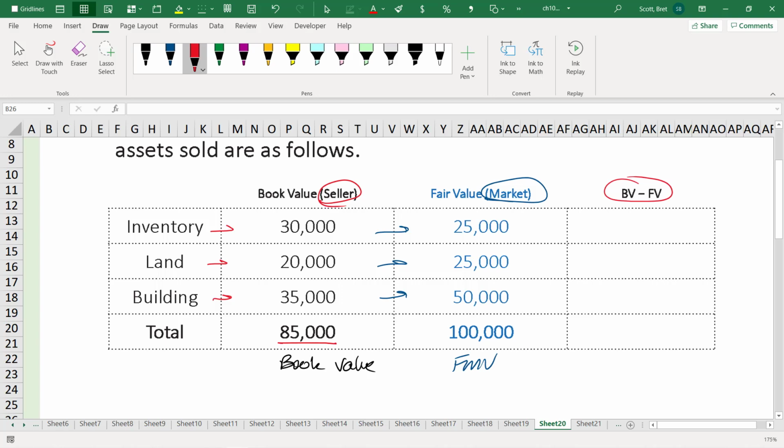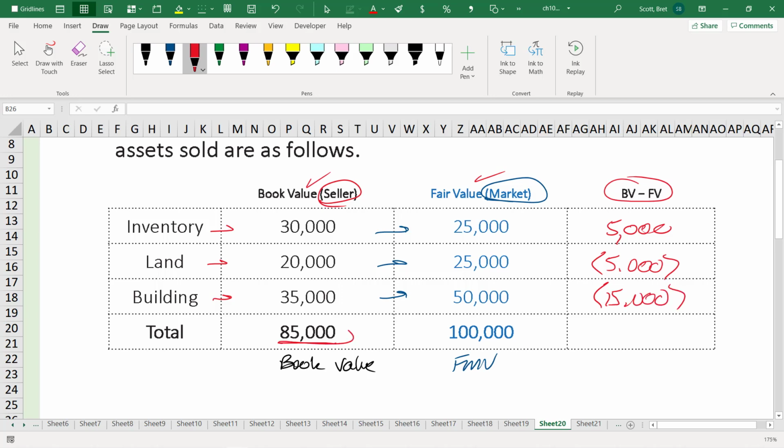So if we took the book value and subtracted off the fair market value, we could say that if we were offered just the book value of these items, there is a $5,000 gain to us if we're buying at book value. In the case of land, we could say that we're paying over by $5,000. Or in the case of the buildings, we could say that we are potentially getting away with $15,000, a steal.